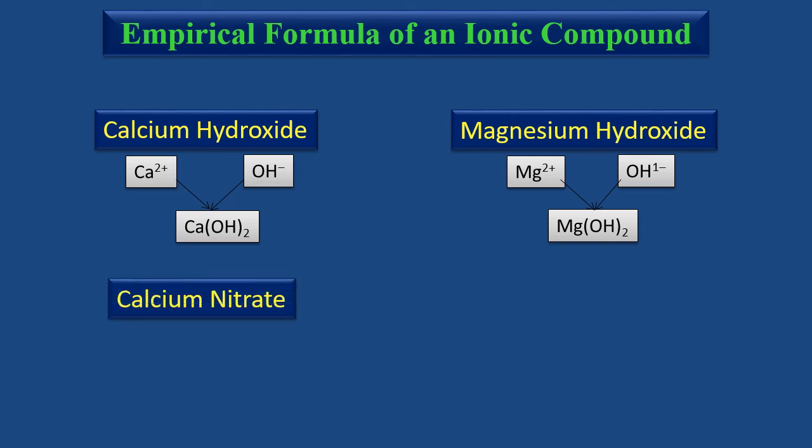Now calcium nitrate, Ca2+ is calcium ion and nitrate ion has a formula of NO3-. So we use parentheses with nitrate.